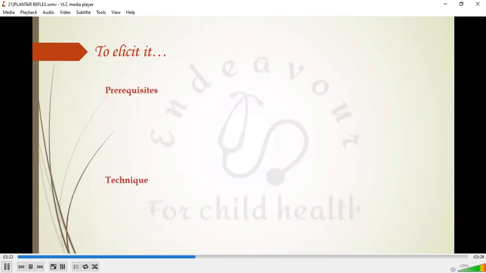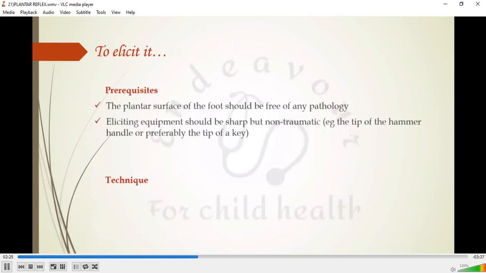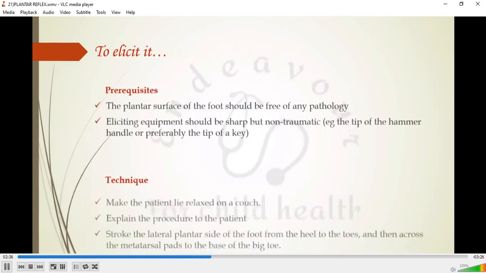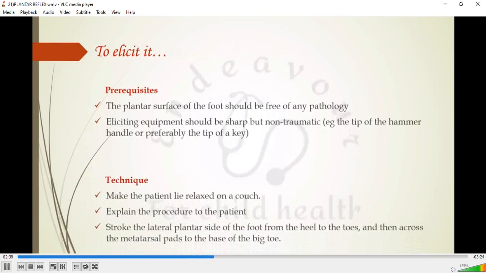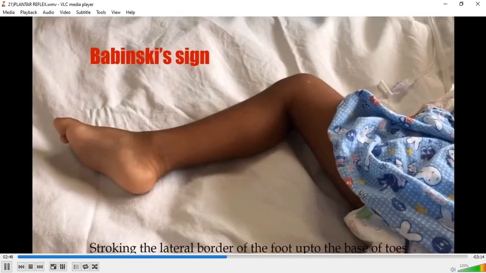To elicit it, the plantar surface of the foot should be free of any pathology. Always the person should be lying down, and the eliciting stimulus should be sharp but non-traumatic, for example, the tip of the hammer handle, or preferably the tip of a cage. For full extension of the limb, the part should be exposed. Make the patient lie relaxed on a couch, hold the ankle, explain the procedure, and then you stroke the lateral side of the foot from the heel to the toes and then across the metatarsal pads from the lateral side towards the great toe.